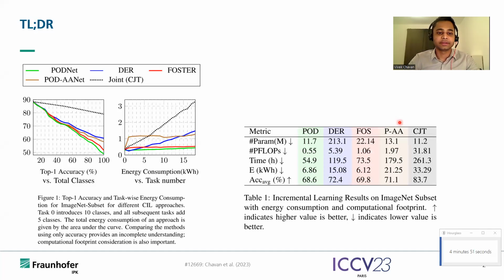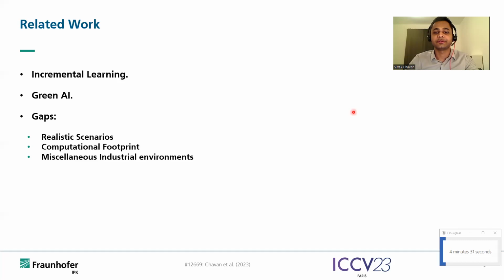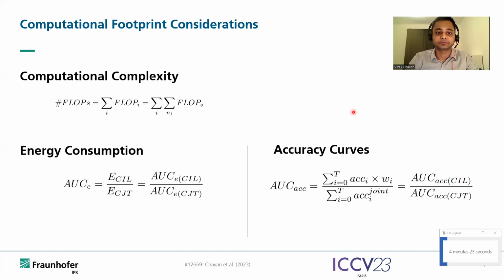The key takeaway is that we promote the adoption of incremental learning approaches to real-world scenarios, and while doing so, we observe that looking at accuracy as a sole metric provides an incomplete picture, and looking at energy consumption and computational footprint is essential. This is one of our research gaps, along with the need for realistic scenarios and also addressing miscellaneous industrial visual environments.